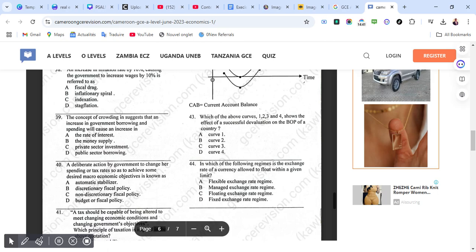The concept of crowding in suggests that an increase in government borrowing and spending will cause an increase in, correct answer for 39 is C, private sector investment. 40. A deliberate action by government to change its spending or tax rates so as to achieve some desired macroeconomic objective is known as, the correct answer is D, budget or fiscal policy.